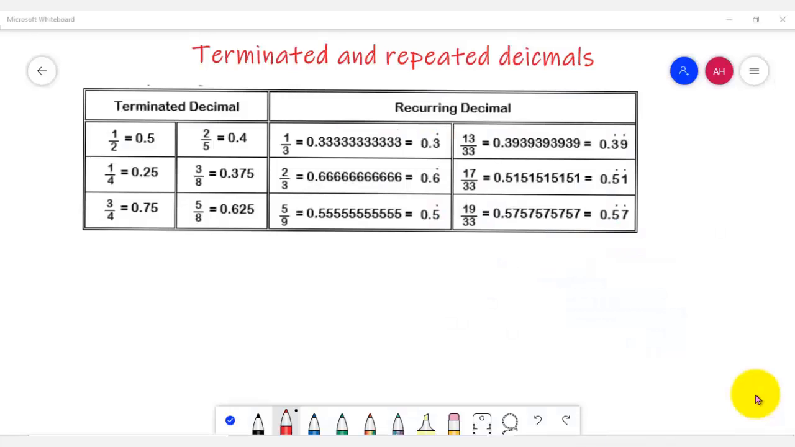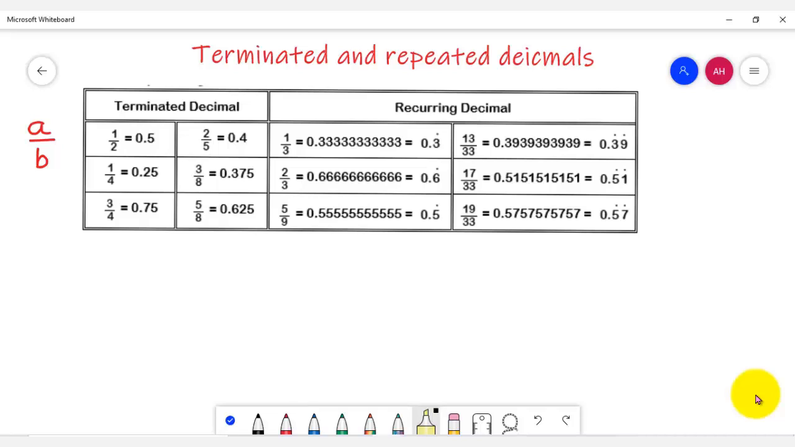Let's now complete Lesson 1, Rational Numbers. We said that a decimal is a rational number if I can write it in the form of A over B. So any decimal that can be written in the form A over B, or in other words in the form of a fraction, is a rational number.